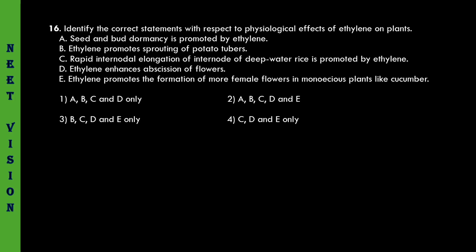Ethylene promotes the formation of more female flowers in monoecious plants like cucumber. Absolutely true. Ethylene promotes flowering and synchronous fruit setting in pineapple. It also promotes the formation of more female flowers in monoecious plants like cucumber. What do we mean by monoecious plants? Those plants in which male and female flowers are present on the same plant. The cucurbits are monoecious. When more female flowers are formed, productivity also increases.